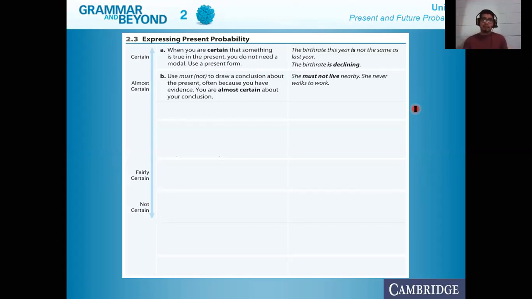So maybe he's saying, probably, we're working in an office, and the office is located on Main Street. But we never see, for example, let's say Maria walk to work. Therefore, she must not live near this place, because we have never seen evidence of her walking to work. We have evidence that she doesn't walk to work. Maybe she takes the bus, or maybe she has a car. But if she takes the bus or she has a car, that means that she comes from a far place, right? She's not from nearby.